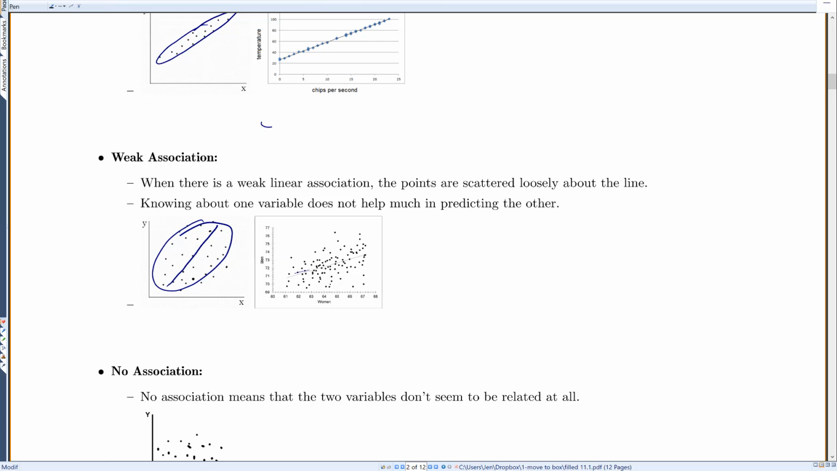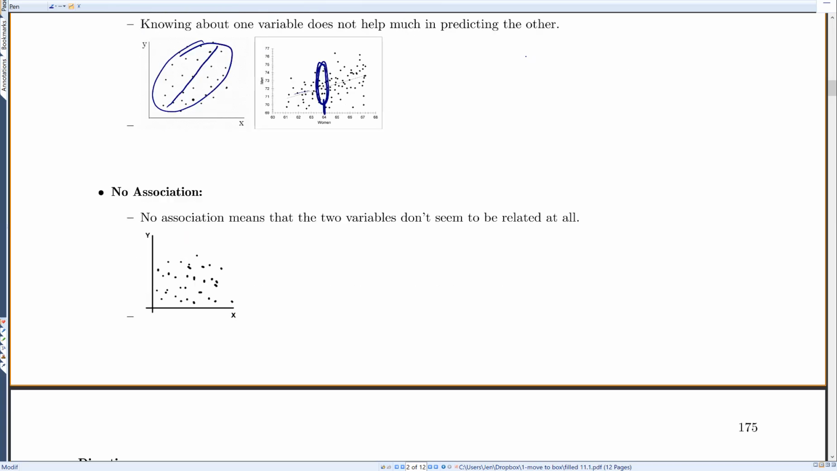And if I wanted to predict the y value for these x values, there's a lot of different x values. I can measure that mathematically, but my predictions are not going to be very close, because the y values have so much scatter for that one x value. And no association just means that the two variables don't seem to be related at all. They seem like they're just randomly scattered.